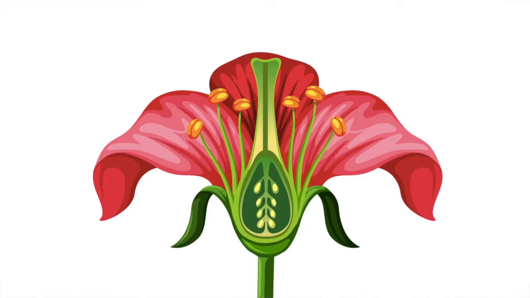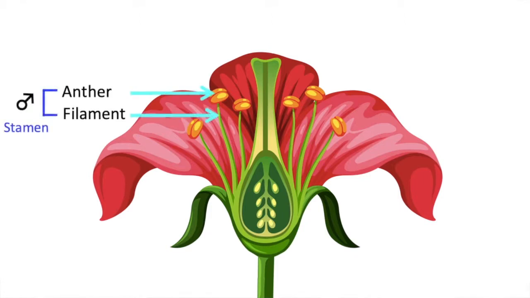Flowers are the reproductive organs of a plant. Anther and filament are the male parts of a plant. We call this the stamen. As you can see, each consists of an anther that's held up on a filament. The anthers produce pollen grains.